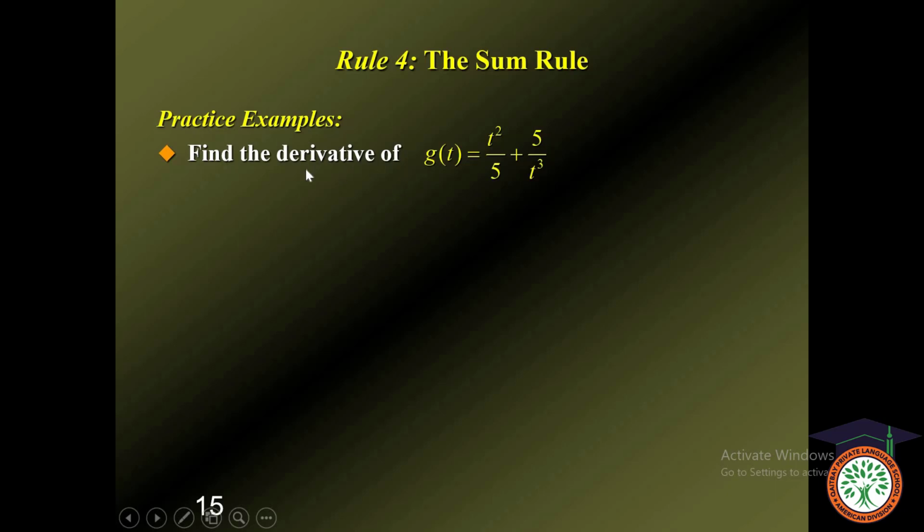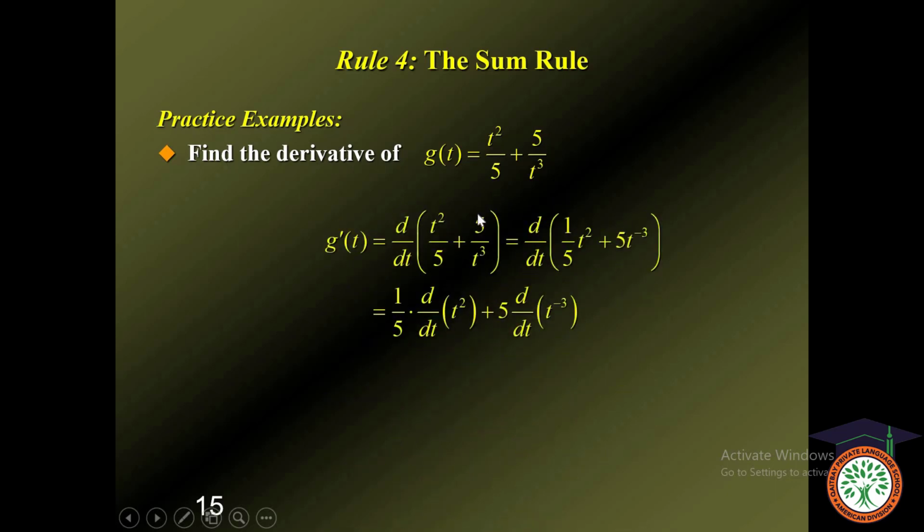Another example: find the derivative of g(t) equal t square over 5 plus 5 over t power 3. g dash t, or the derivative of the expression t square over 5 plus 5 over t power 3. Yes, separate between the coefficient and the variable. The coefficient here is 1 over 5 multiply t square.